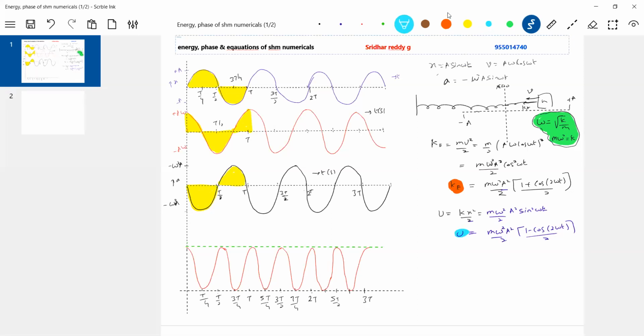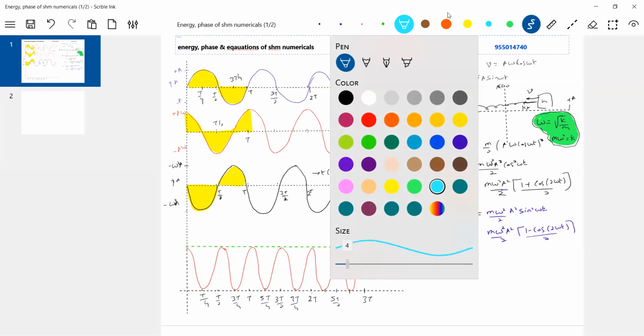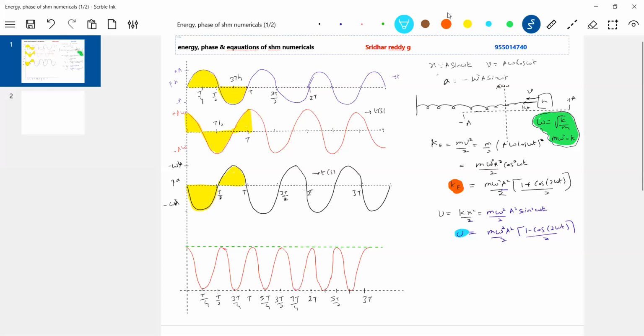Okay, how will the potential energy graph be? I'll take help of U equal to half k x square. It's a harmonic function. You know very well. I'm showing the rough plot.